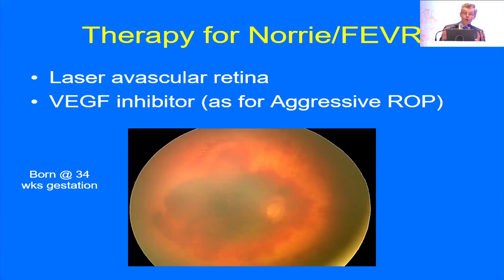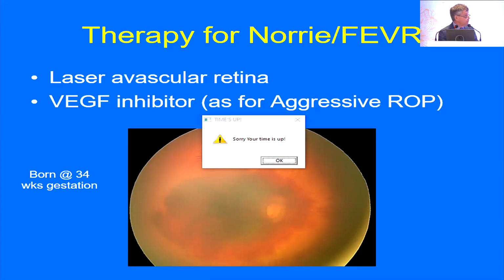I wanted to talk very briefly about treatments for these conditions. In some respects, they're a little bit like severe retinopathy of prematurity. This is a child I saw with Norrie's disease who was born at 34 weeks, not because we knew this pregnancy was affected. The mother didn't seek antenatal advice.